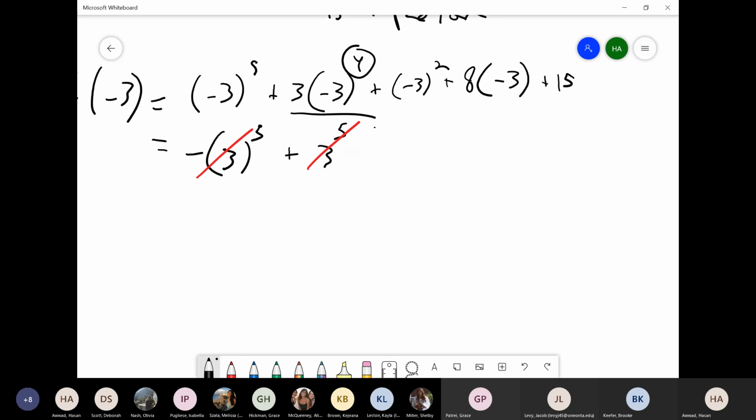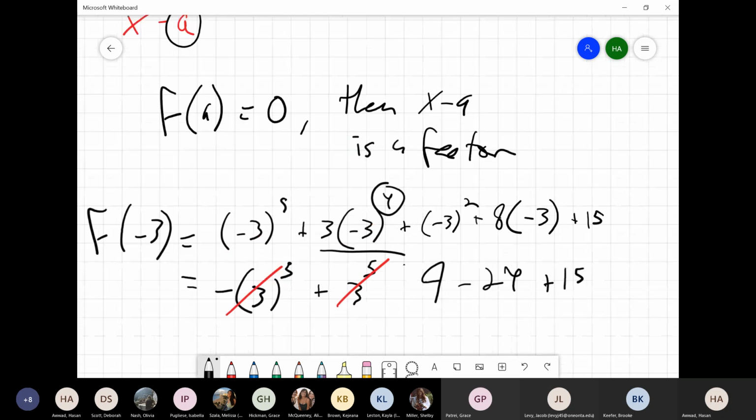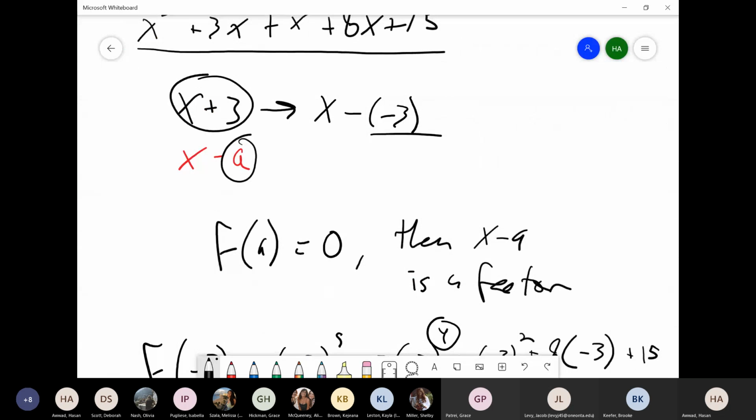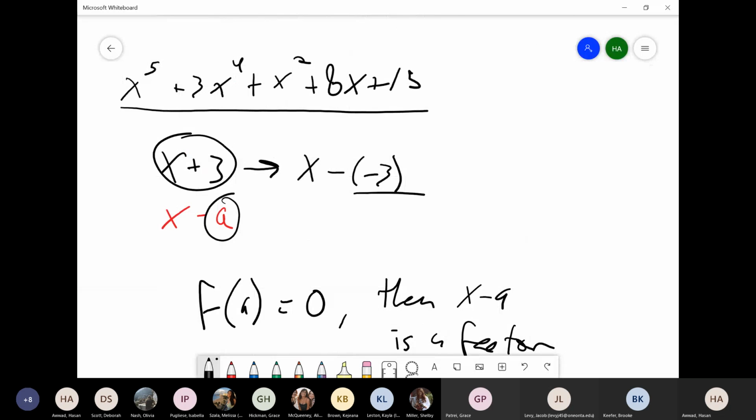So -3 squared, well, we already just talked about this. -3 times a -3, the negatives cancel out because, again, it's an even power. So we get a positive 9 here. Then we have 8 times -3. 8 times 3 is 24, and we know it's negative, so -24. And we have this positive 15. When all is said and done, 9 minus 24 is -15, plus 15 gives you 0. So by the factor theorem, you have in fact shown that x plus 3 is a factor of the polynomial above.